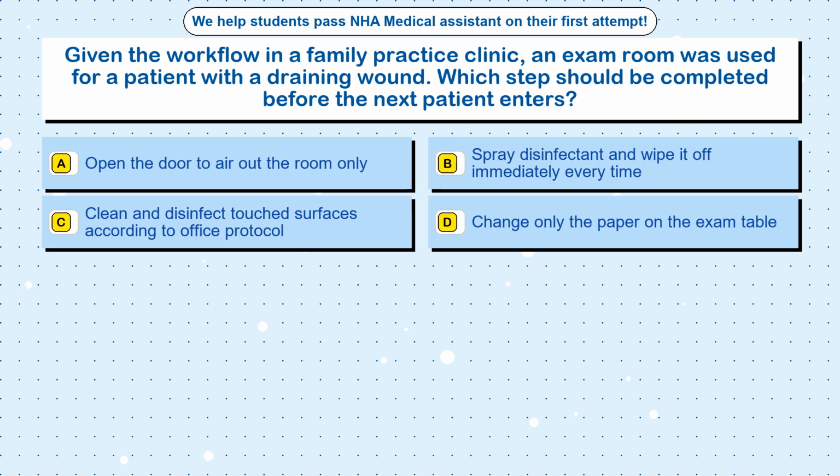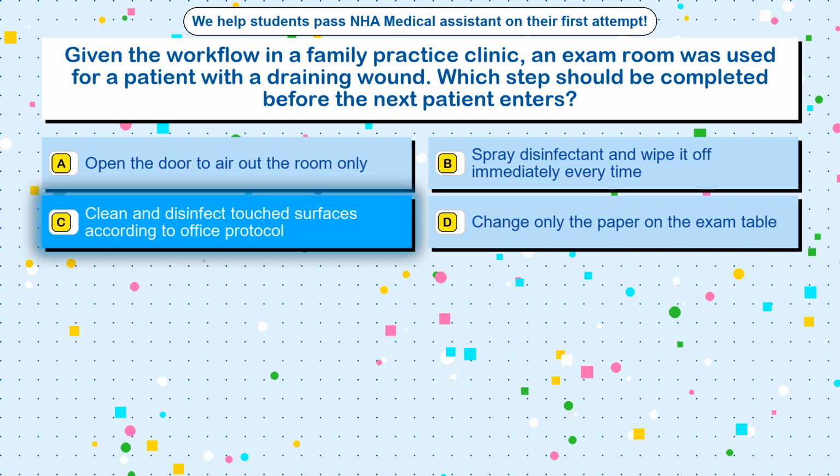Question 57. Given the workflow in a family practice clinic, an exam room was used for a patient with a draining wound. Which step should be completed before the next patient enters? Option A, open the door to air out the room only. Option B, spray disinfectant and wipe it off immediately every time. Option C, clean and disinfect touched surfaces according to office protocol. Option D, change only the paper on the exam table.